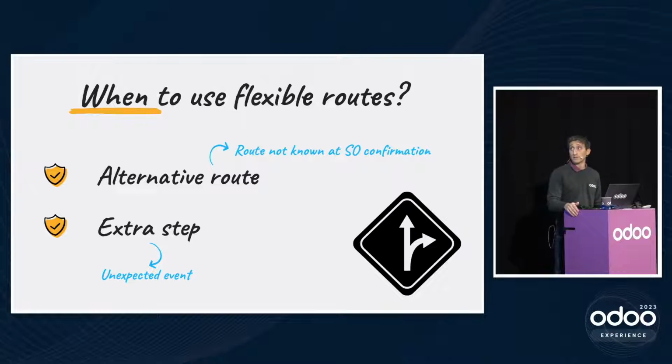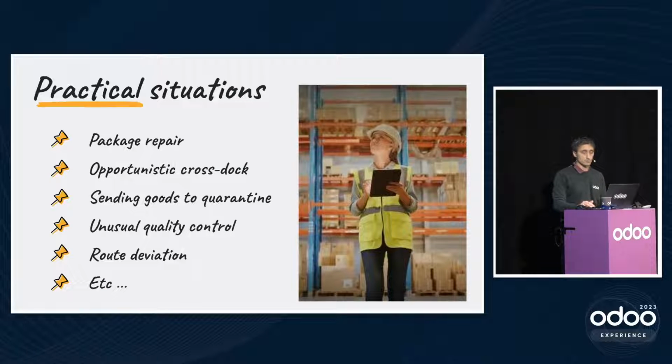When do we use flexible routes? When we have an alternative route. When you validate your sell order, you have to trigger a route, but sometimes you know maybe it's going to be another one. But you lack information, and this adaptation can be used with alternative routes. More intuitively even, when you have an unexpected event, you want to add an extra step in your MTO chain. This is not possible in version 16. This is now possible in version 17 with the flexible routes.